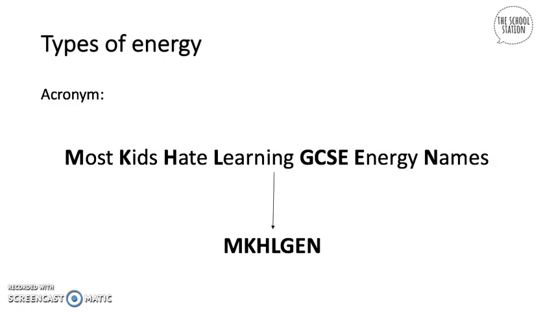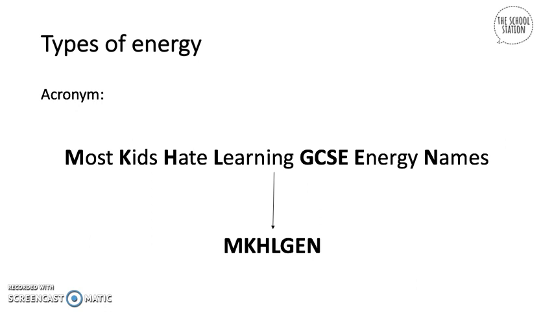Now we can actually talk about the types of energy that there are. There are 10 types of energy, and we can remember them with an acronym: Most kids hate learning GCSE energy names. We just have to look at the capital letters in this sentence, like MKHLGCSEEN, and we will be able to know which are the main types of energy names. This acronym will be really useful if you're trying to remember the energy names during your exam.